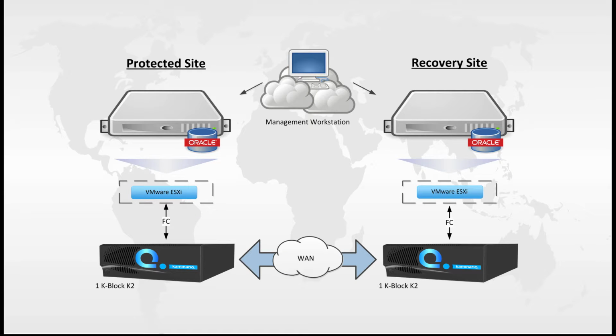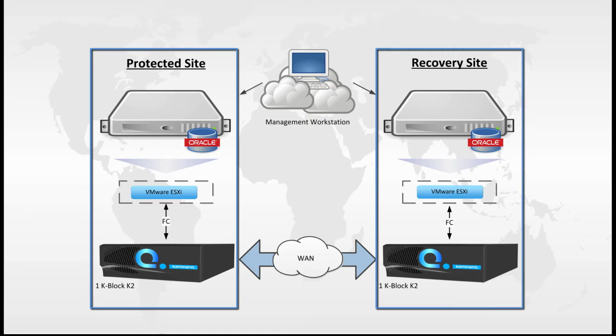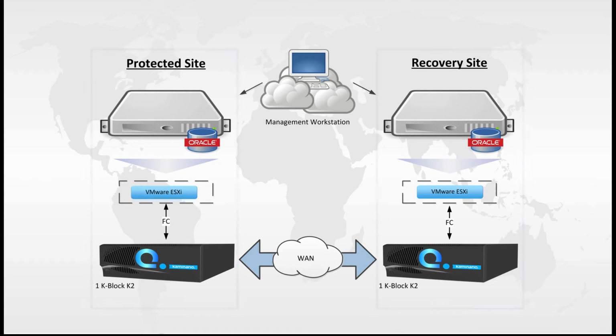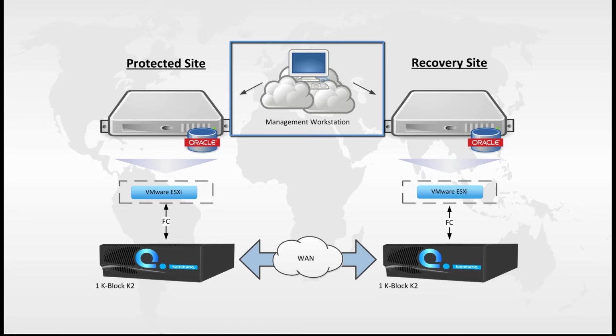The environment in this demo consists of two sites, a protected site and a recovery site. Each site has a virtualized Oracle server connected to a K2 all-flash array. The Oracle server on the protected site is running a production database that is being replicated to the recovery site. The Oracle server on the recovery site will run consistent copies of the same database. The entire replication procedure is triggered and managed by a standalone management workstation.